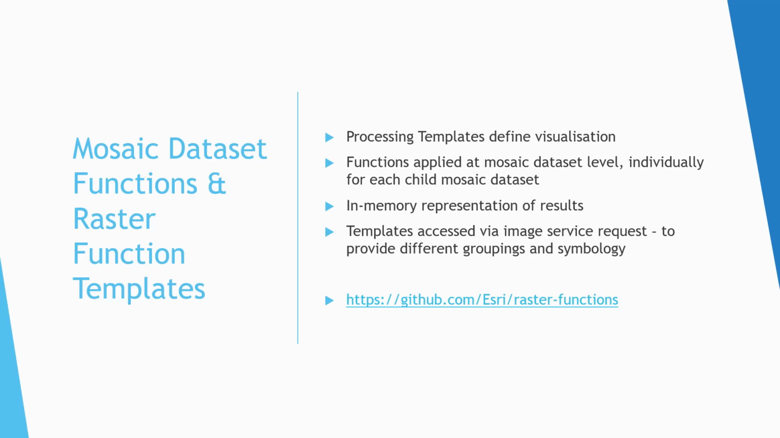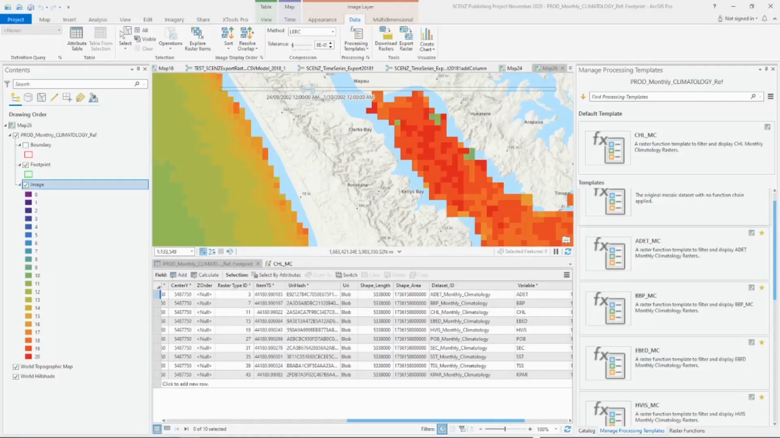There is an Esri GitHub repository that contains some specific raster functions that aren't part of the usual setup in ArcGIS Pro, but ArcGIS Pro actually has a lot of them out of the box. As I mentioned, we have associated rendering options with each of these processing templates as well.